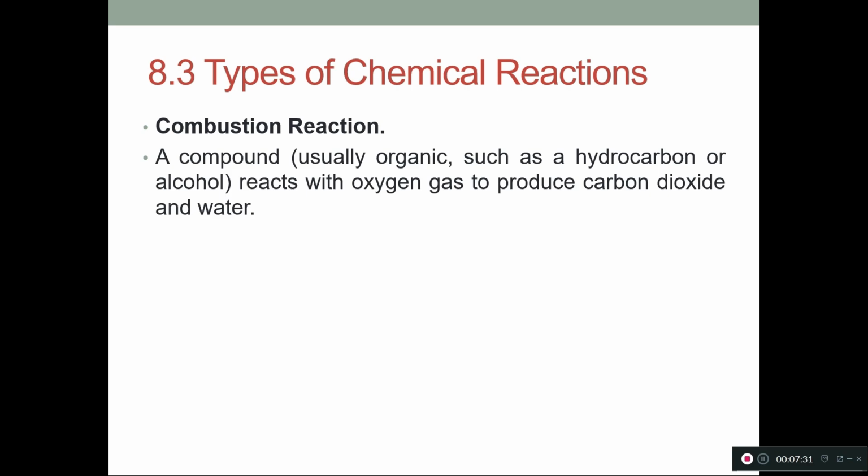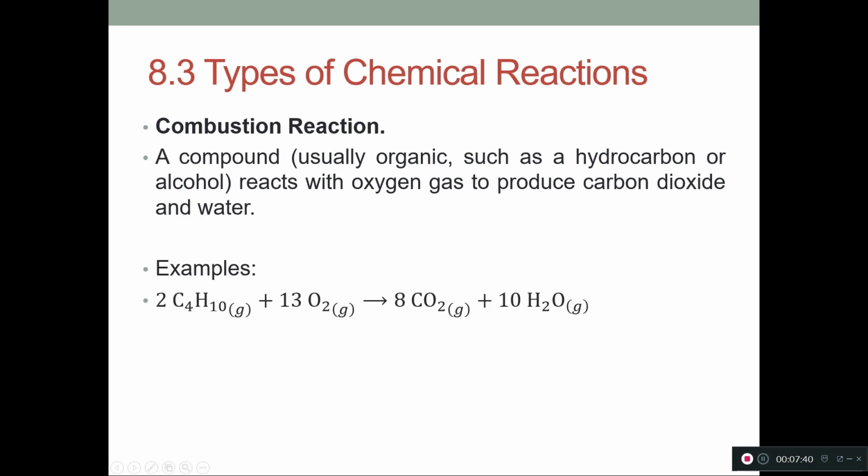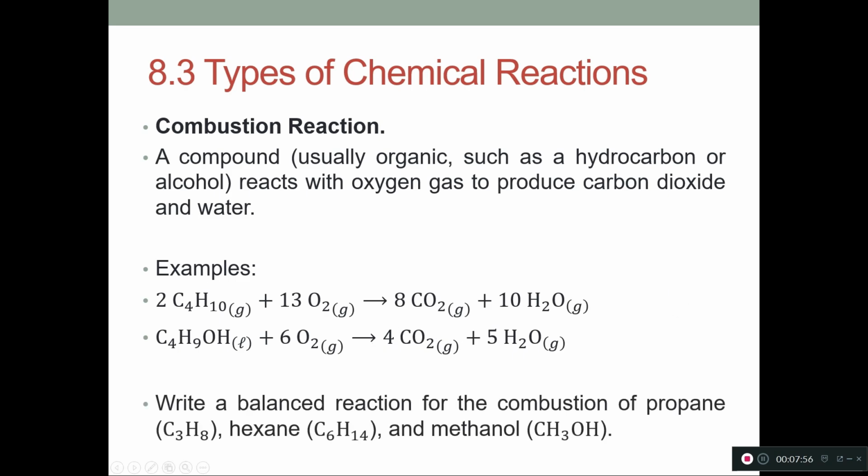So a compound, usually an organic such as a hydrocarbon or alcohol, reacts with oxygen gas, and this will produce carbon dioxide gas and water. And so examples of this would be taking butane, reacting with oxygen, and making the carbon dioxide and water. Or we can take something like this butanol, react it with oxygen to form carbon dioxide and water. And so if you want to try and work on these, you can try to write the balanced equations for the combustion of propane, of hexane, and methanol.